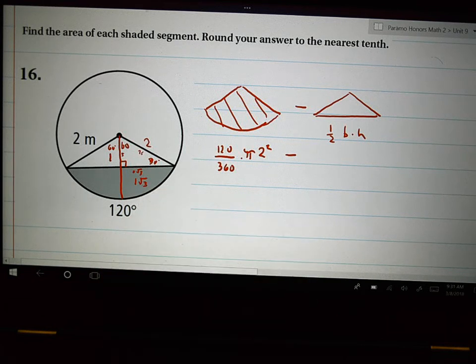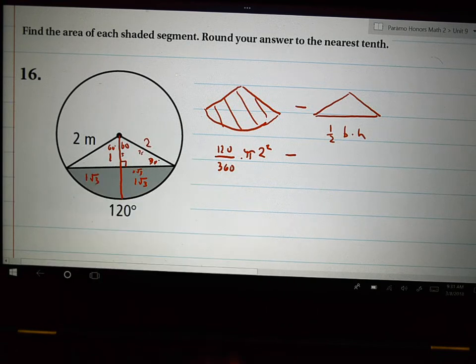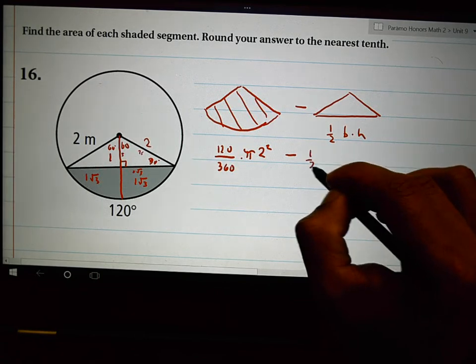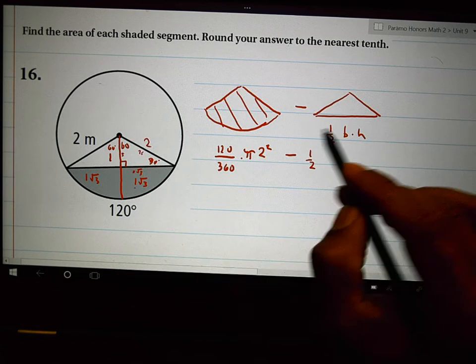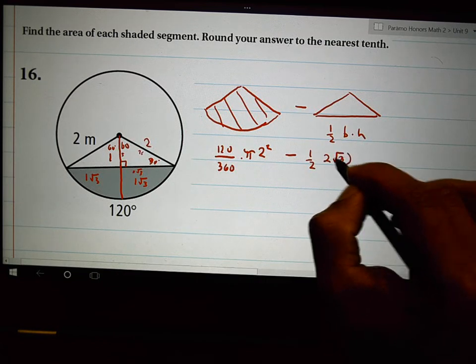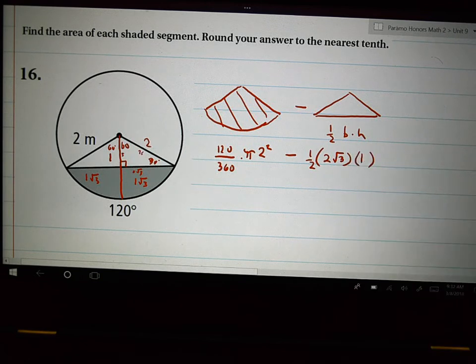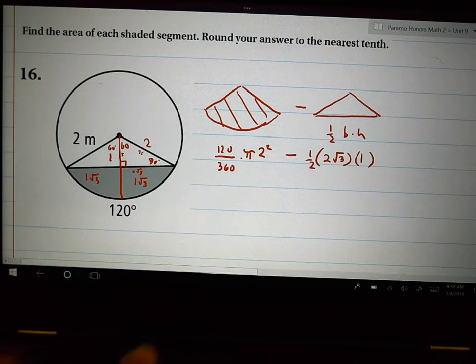Well, that's not the base yet because we have 1 root 3 on this side and we have 1 root 3 on this side. Now I can go into my formula. The base is 1 root 3 plus another root 3. 2 root 3. The height is equal to 1. And then this minus this will give you the area of the smaller piece.